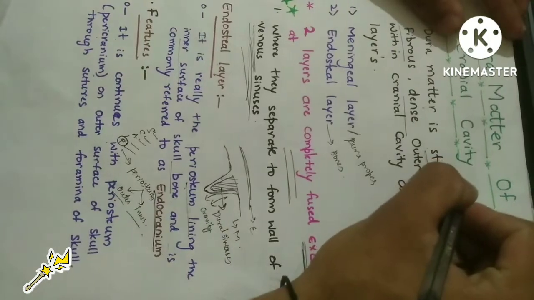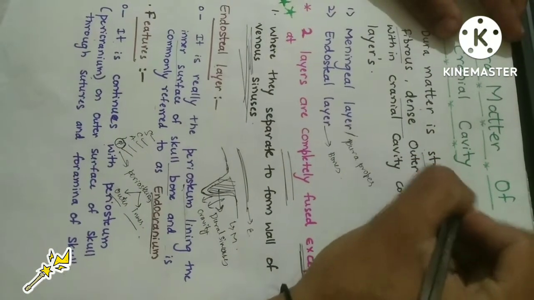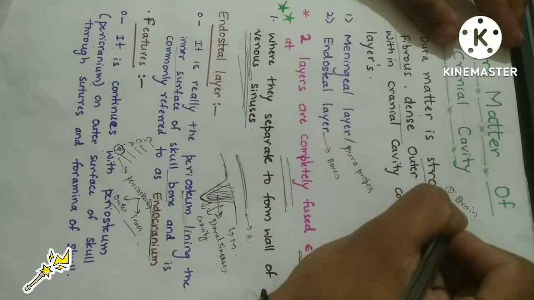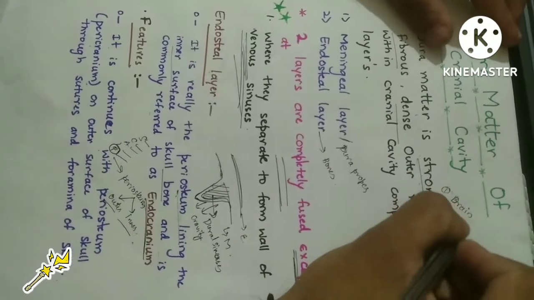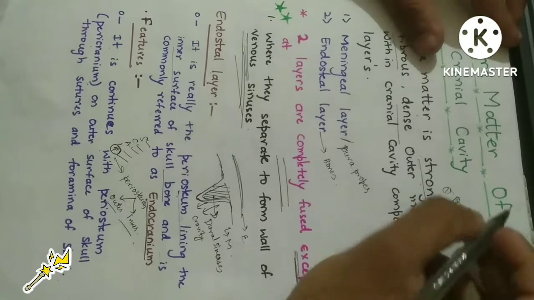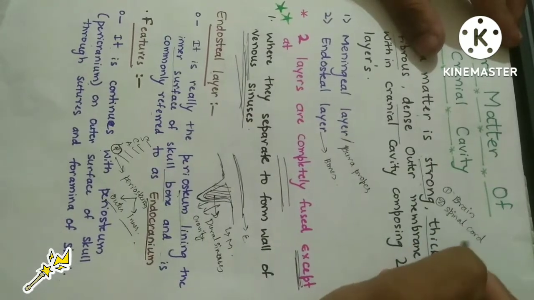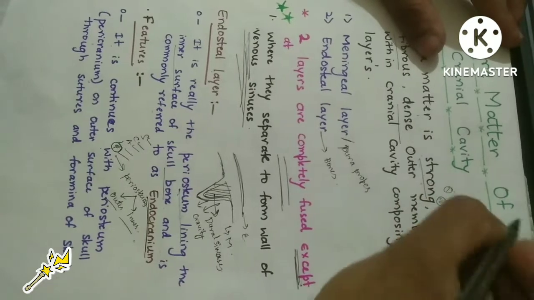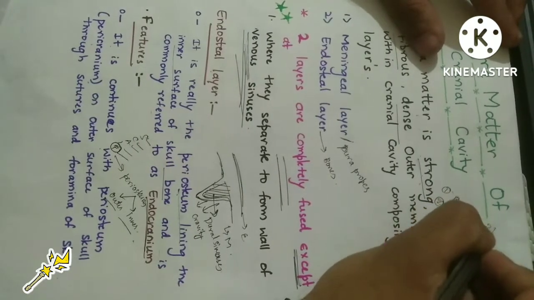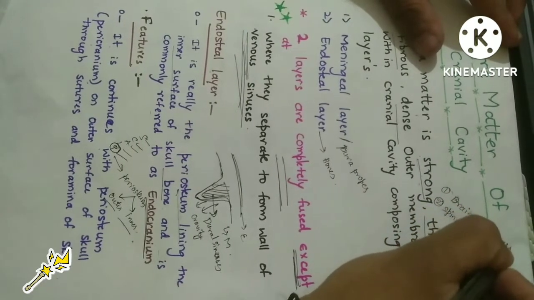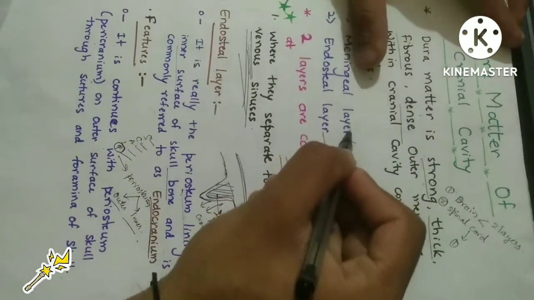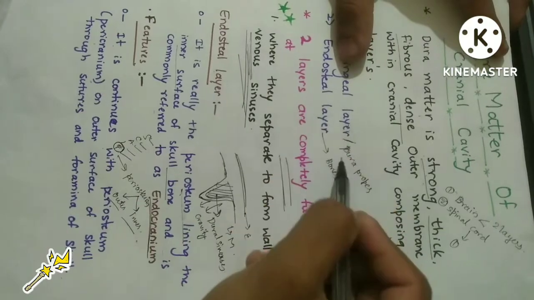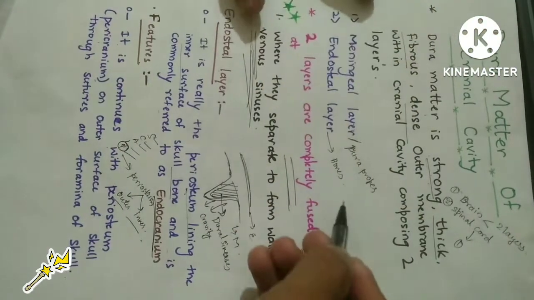First, it is present in the brain, and second, it is present in the spinal cord. The dura in the spinal cord is of only one layer, but the dura in the brain is covered by two layers. These two layers are the inner meningeal layer, also called the dura proper, and the outer endosteal layer, which is closest to the bones.